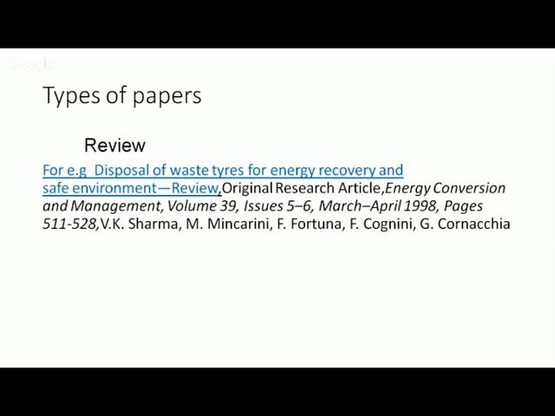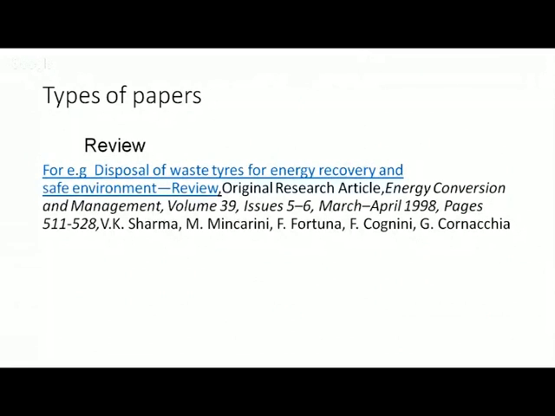And the last one is the review paper. Review papers are the journal articles having the maximum number of citations. So for an initial researcher, it is always advisable to start the publishing process with a review type of paper. Review type means a number of researchers have worked on that particular area. You just have to go through their studies and analyze the results, findings, and future recommendations for those studies. For example, "Disposal of waste tires for energy recovery and safe environment, a review."